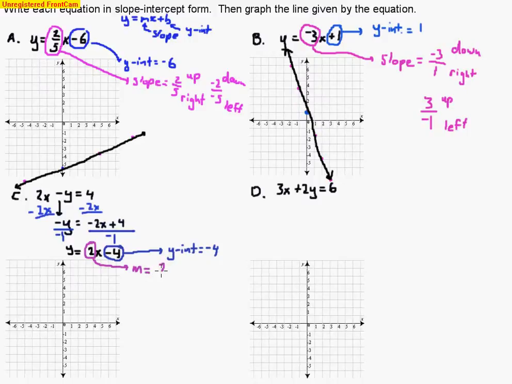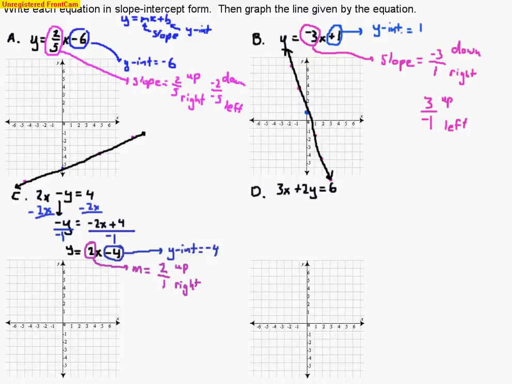Now I want to write 2 as a fraction. So I'm going to write that as 2 over 1. And then we can go ahead and write down what that means. The 2 up top tells us we're going to go up 2 spaces. The 1 on the bottom tells us that we're going to go right 1 space. And then we can go ahead and graph those points.